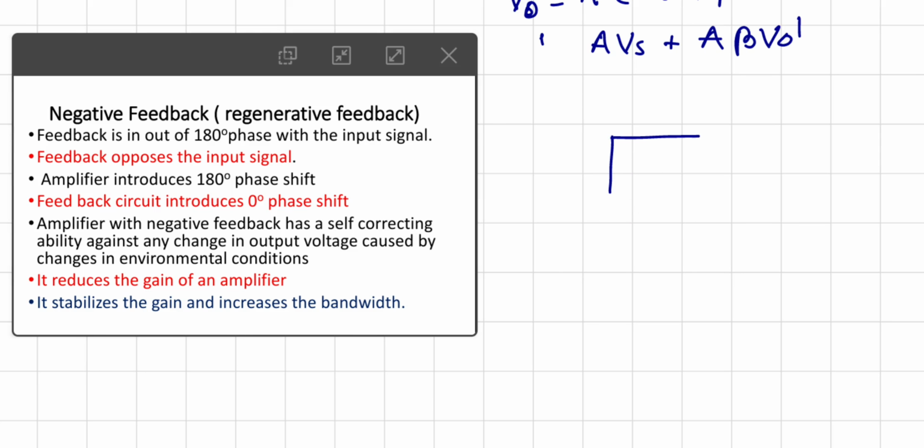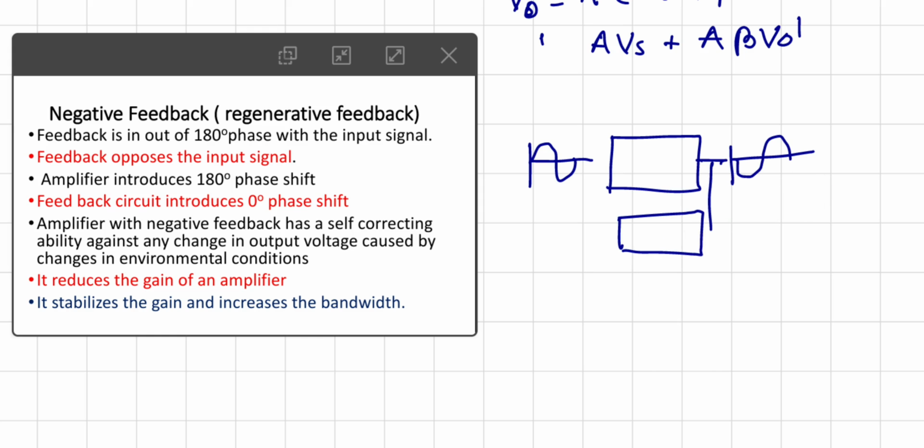Remember that this is an amplifier. So if this is the input, and let us consider this is the output, which is 180 degrees out of phase, and when the output is fed back through the feedback network to the input side, the phase of feedback is again 180 degrees out of phase. That means in negative feedback this signal opposes the input signal. So the amplifier introduces a 180-degree phase shift. Here, let us consider 0 degrees, and here it is 180 degrees, and the difference between them is 180 degrees. The feedback circuit introduces 0 phase shift.